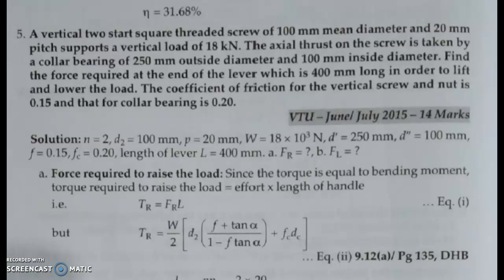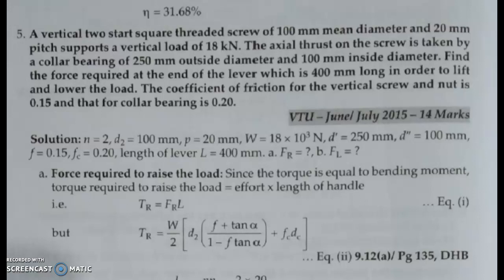Then load W is equal to 18 into 10 raised to 3. Then they are giving the D dash. We can write D dash is the outside diameter of the collar bearing, that is equal to 250 mm. Then the inside diameter is also given, denoted as D double dash, that is equal to 100 mm. Then the coefficients of friction for screw and collar are given as 0.15 and 0.2 respectively. Length of the lever is given, that is L is equal to 400 mm.